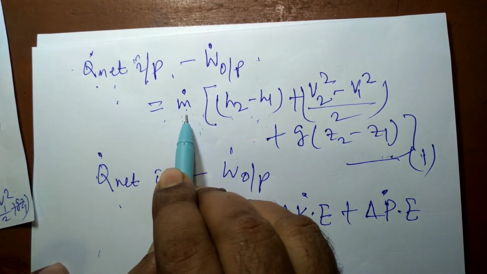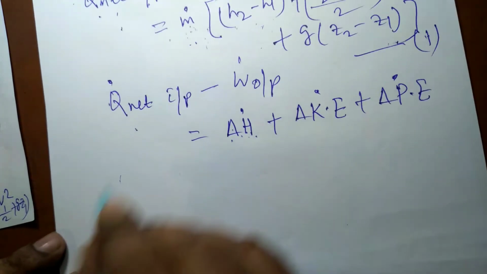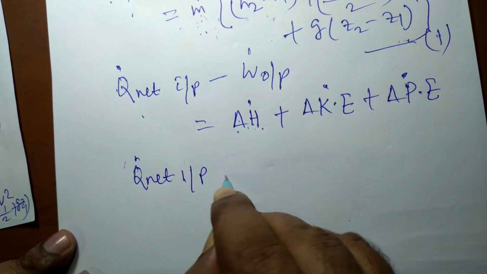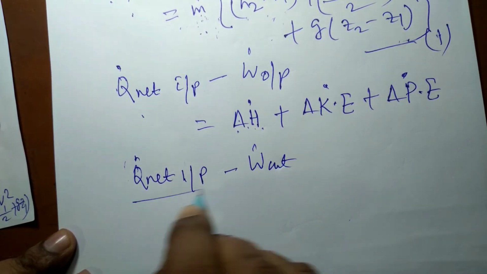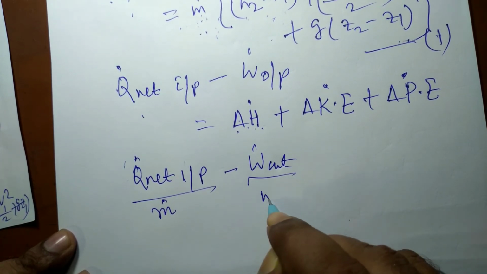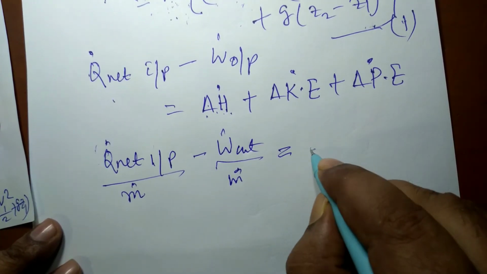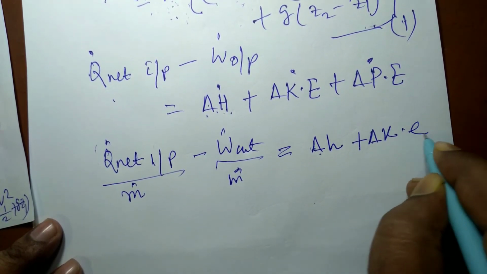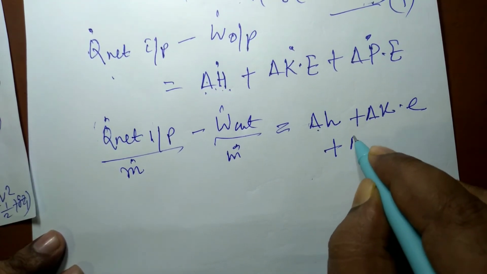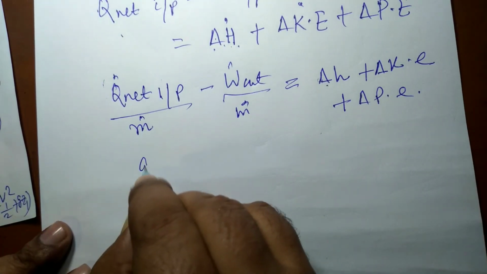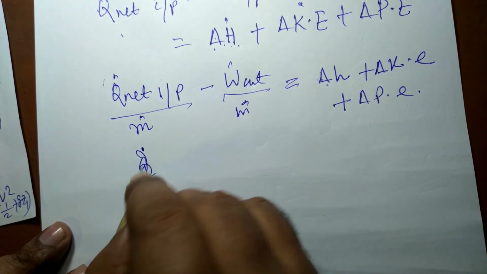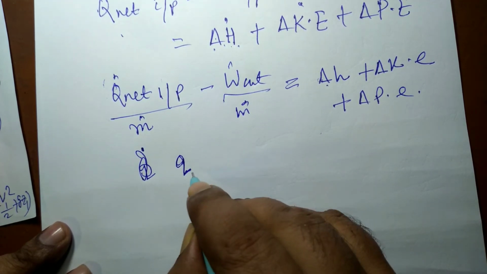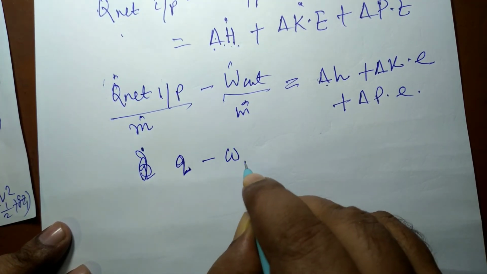So in case of a single stream, if you divide by m dot, the equation will be reduced to Q dot net input minus W dot output, both divided by m dot, equals delta small h, change in specific enthalpy, plus change in specific kinetic energy, plus change in specific potential energy. So I can write small q, specific heat, its unit will be kilojoule per kg, minus w cv.